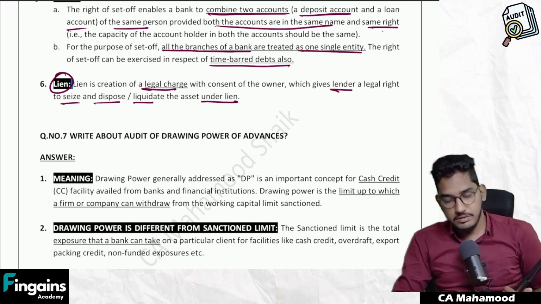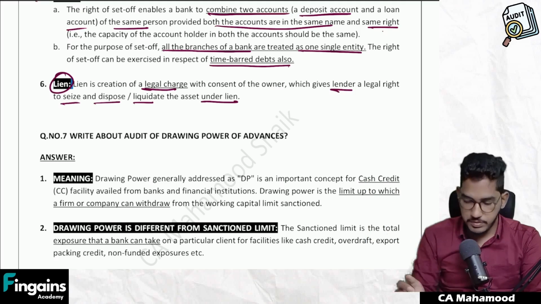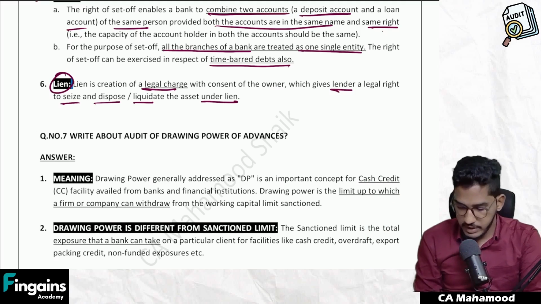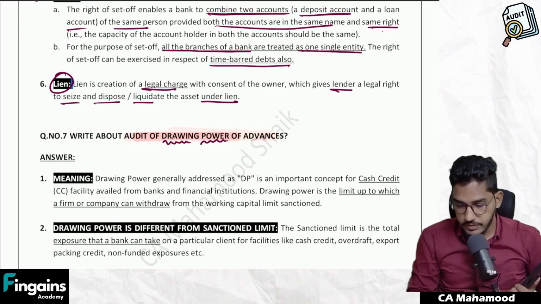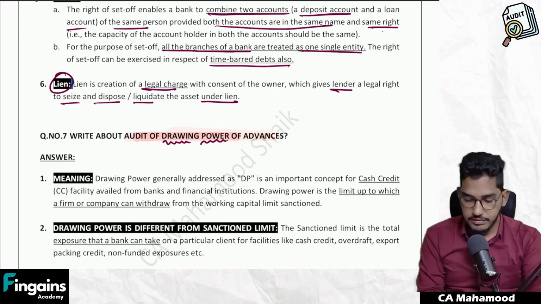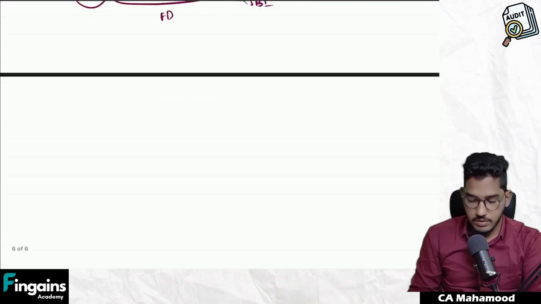So let us have a look at question number 7, one of the important questions from this chapter, very frequently tested in the examination, which is about: write about audit of drawing power of advances. So we need to understand something called drawing power now. We will first try to understand what this drawing power is, then we talk about how to do the audit of drawing power.